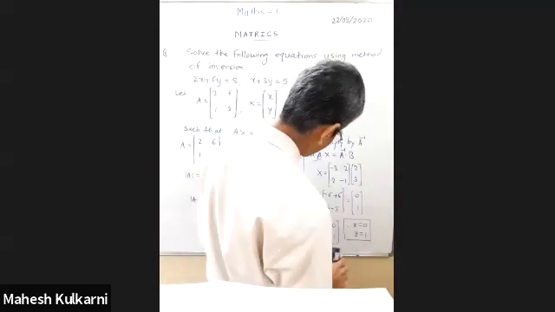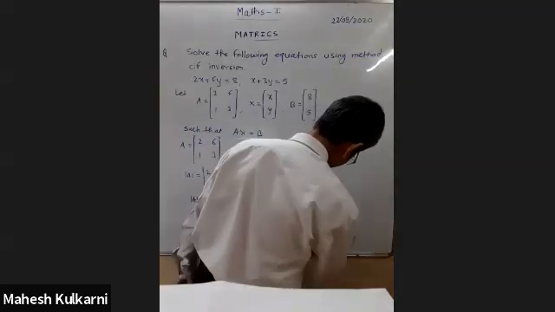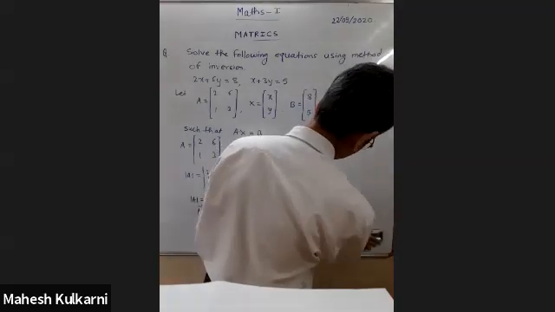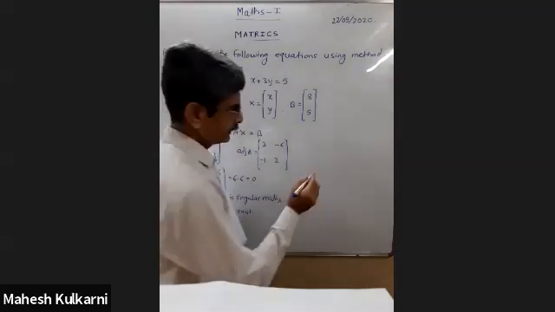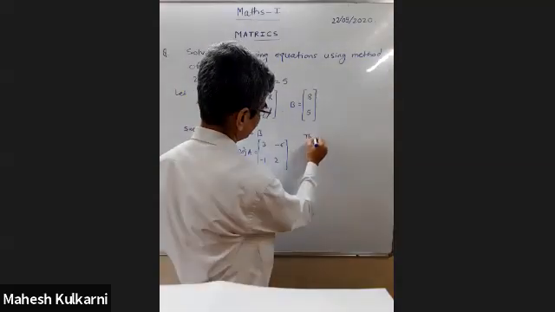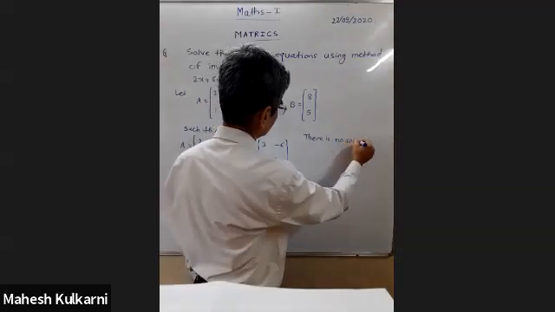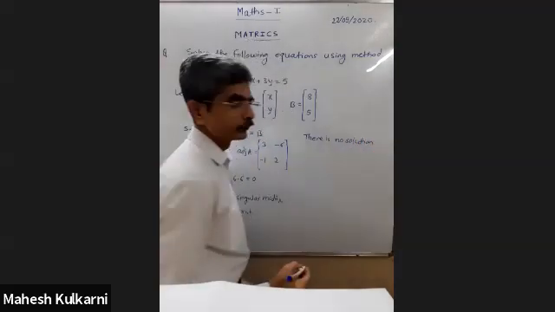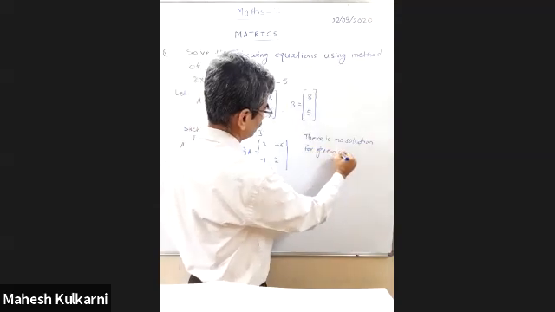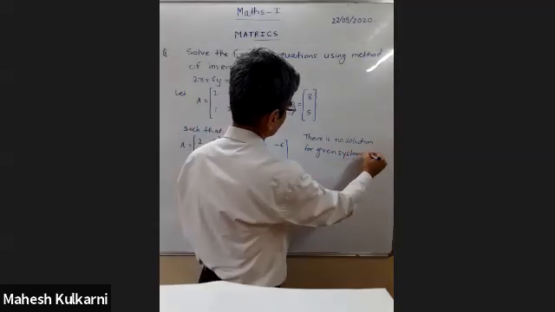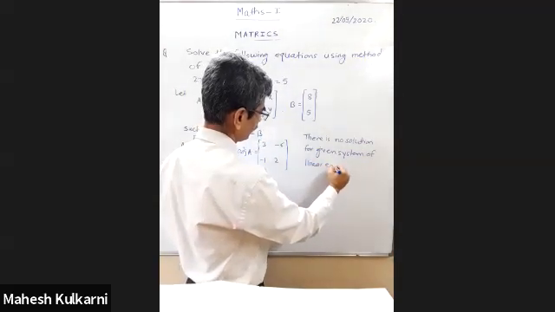We can't find the inverse, so this is not possible. So what can you say about these equations? What can it be? We can say that there is no solution for the given system of linear equations.